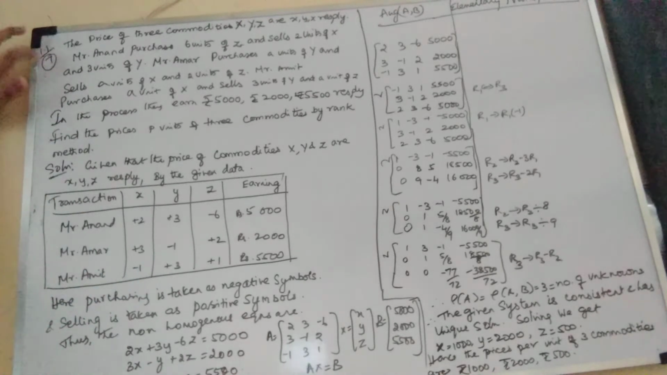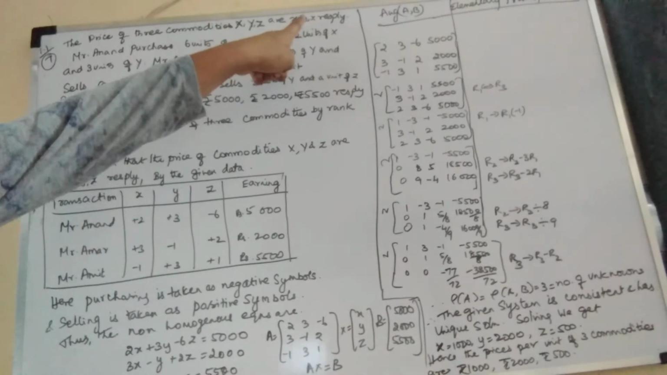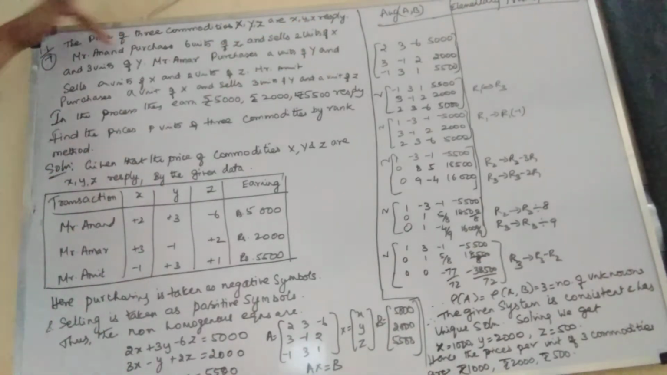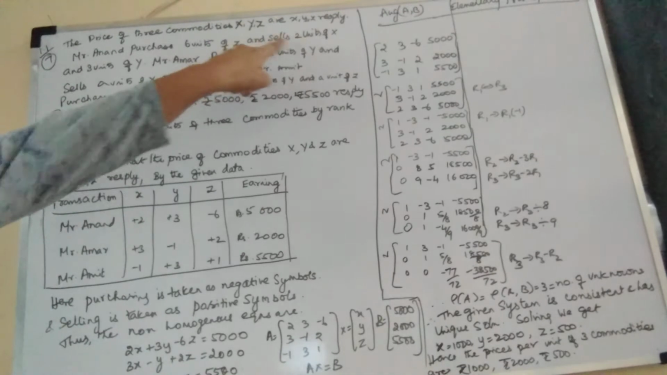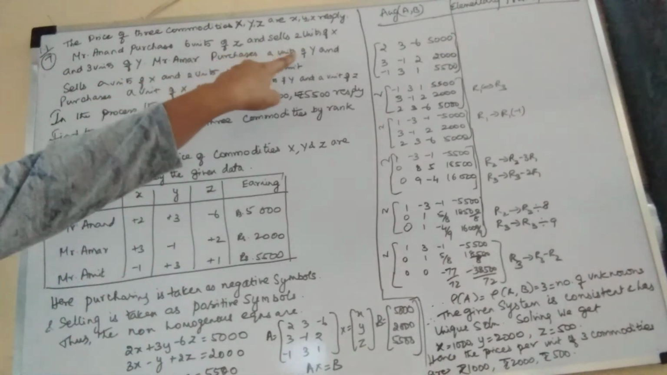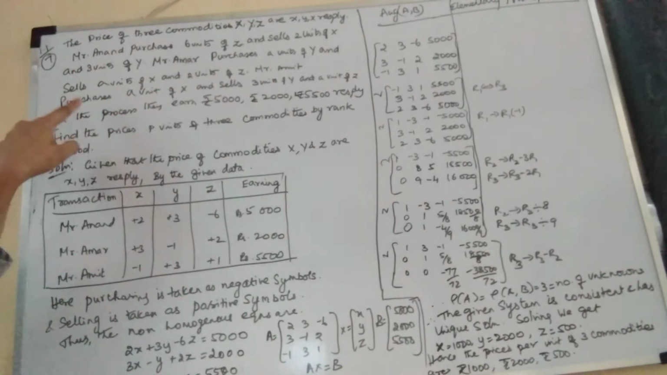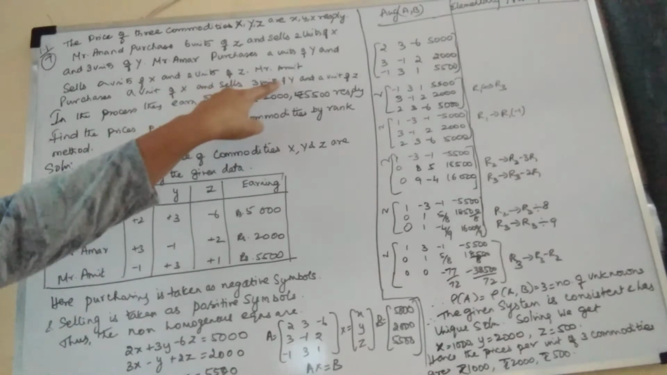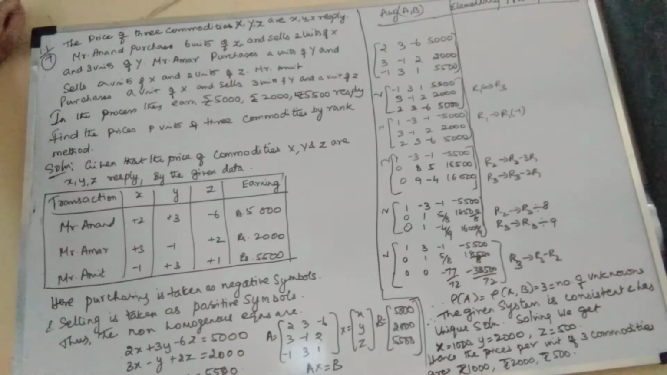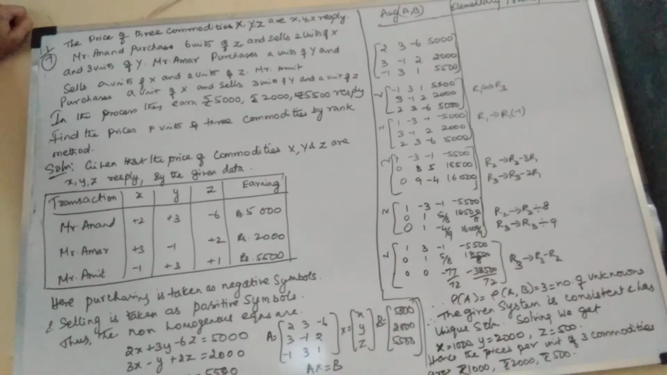Given the prices of three commodities X, Y, Z as small x, y, z respectively. Mr. Anand purchases 6 units of Z and sells 2 units of X and 3 units of Y. Mr. Amar purchases a unit of Y and sells 3 units of X and 2 units of Z. Mr. Amit purchases a unit of X and sells 3 units of Y and a unit of Z. In this process, they earn 5,000 rupees, 2,000 rupees and 5,500 rupees respectively. Find the prices per unit of the three commodities by the rank method.